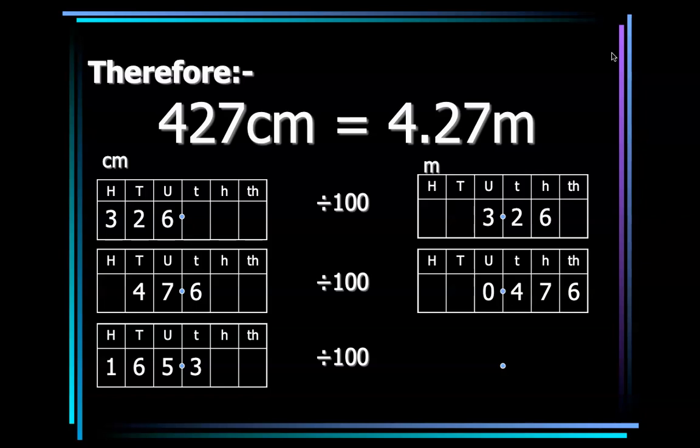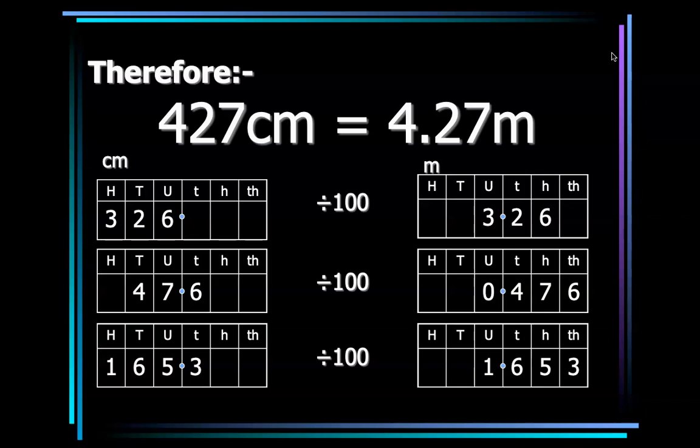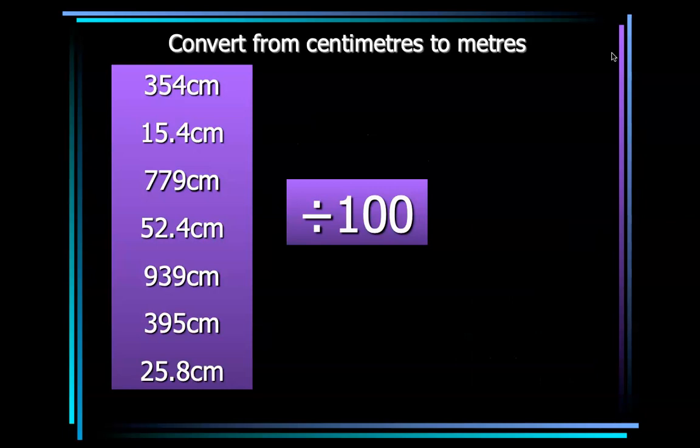For 165.3, you would have been correct in saying that that's 1.653 meters. And you can see how the numbers move 2 places to the right. Okay, so there's some more practice for you. I'll give you some time to work through it. Press pause. When you've worked through those 7 examples, press play and see if you've mastered that skill.